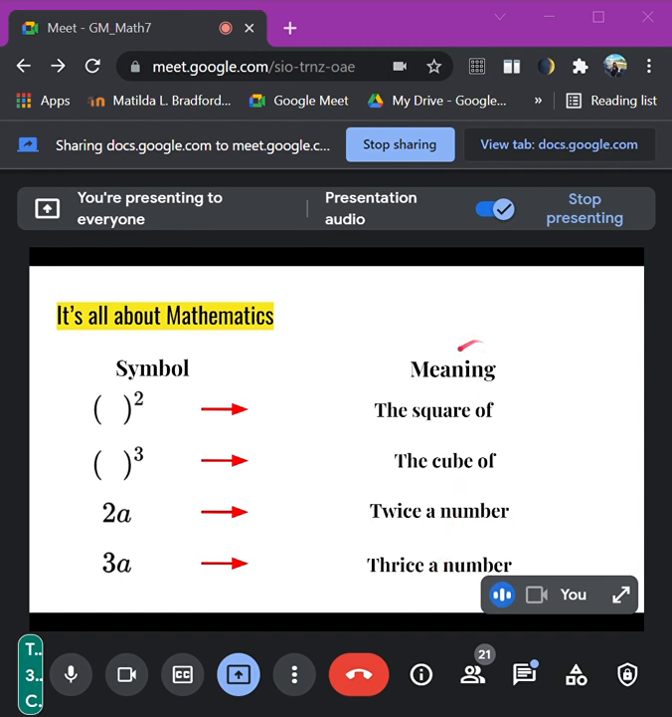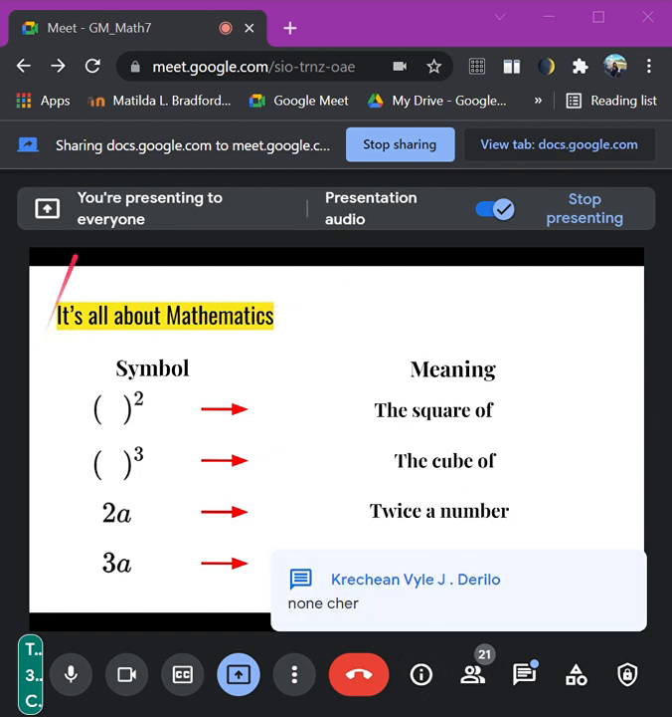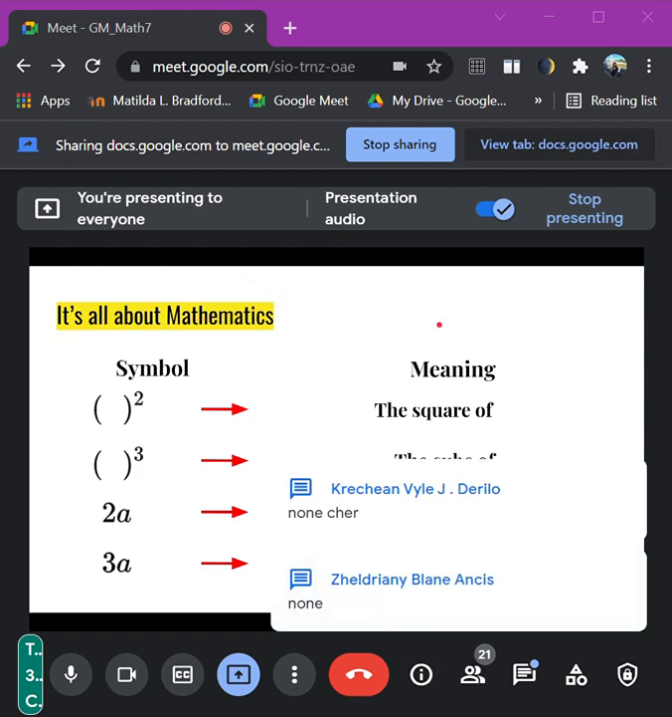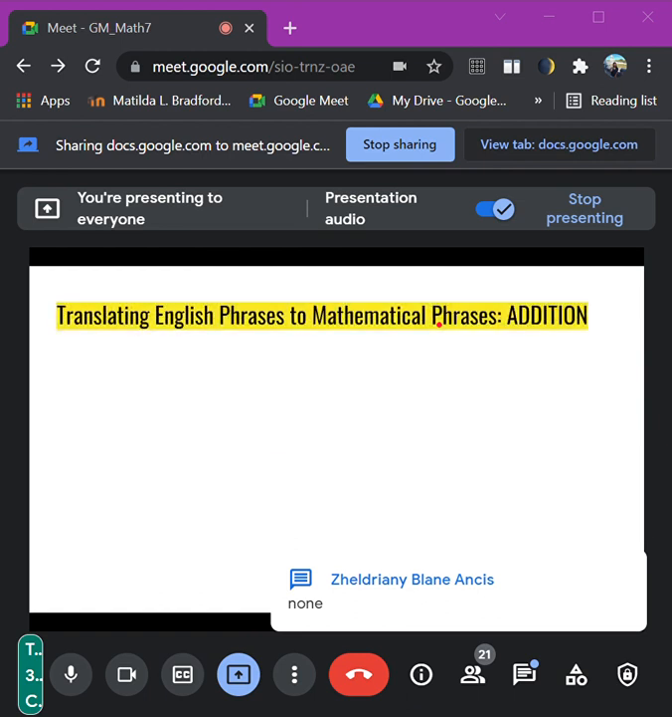So, remember this meaning class ha because this meaning will help you in our activity later on. Okay, so far, do you have any questions? Okay, any questions for this? None. Okay, none. Now, this time class is we are going to have our translating English phrases to mathematical phrases.